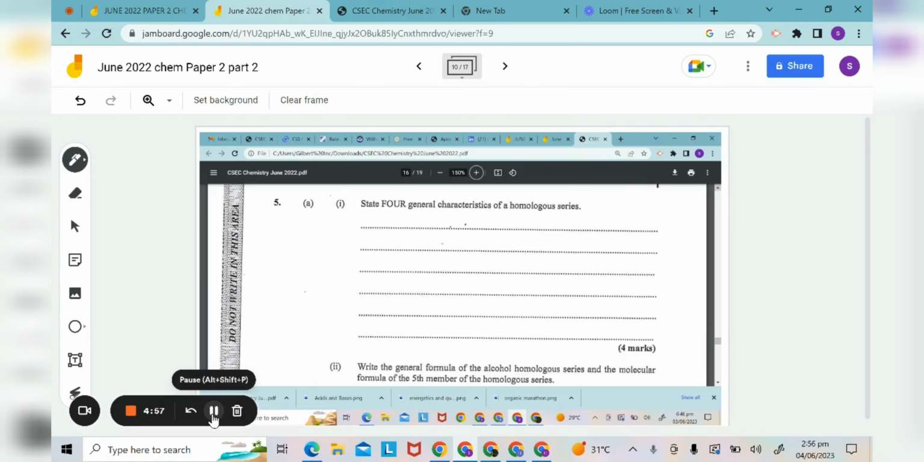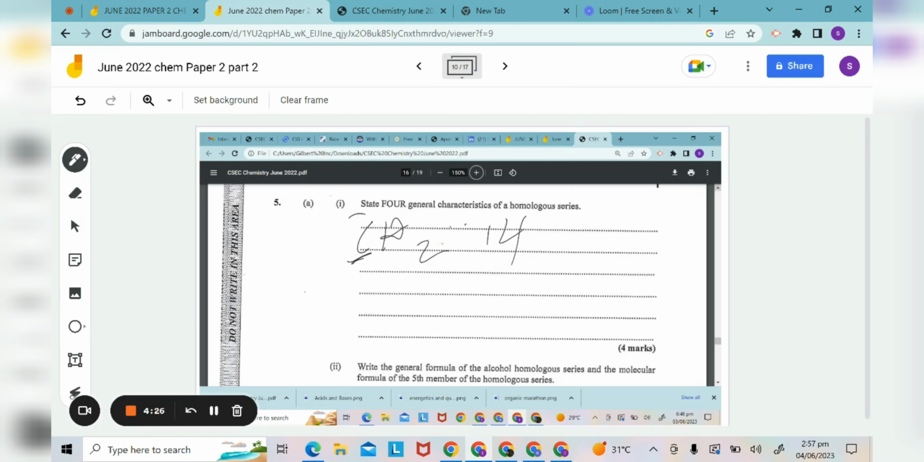All right, so next question, it says state 4 general characteristics of the homologous series. One, there's a general formula for each class in the homologous series. They have the same physical properties. Generally speaking, consecutive members differ by CH2 or a mass of 14, because carbon is 12 and hydrogen is 2, so 12 plus 2 is 14, right?